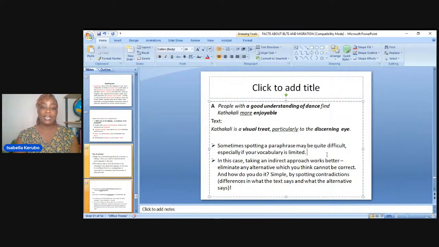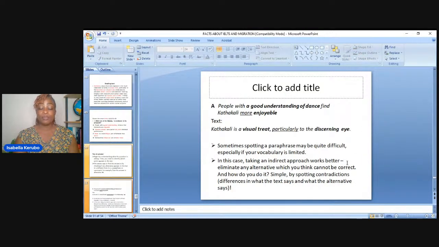All right. So, like I said, sometimes spotting a paraphrase may be quite difficult for some people, or understanding or spotting a synonym, especially if your vocabulary is limited. So, what do you do in this case? Taking an indirect approach works better if you find yourself in this position. And what you do is use the elimination method.